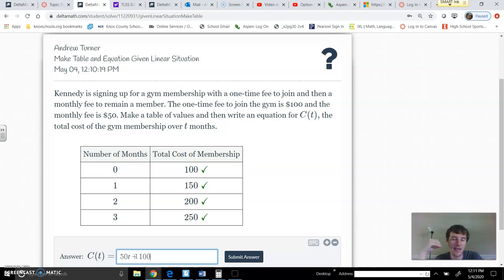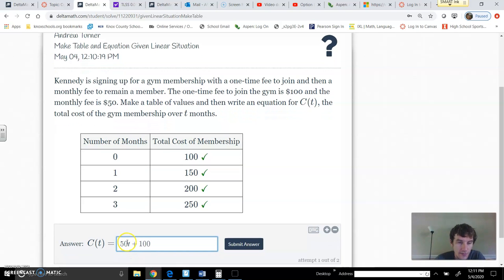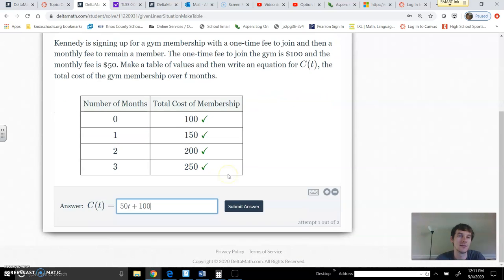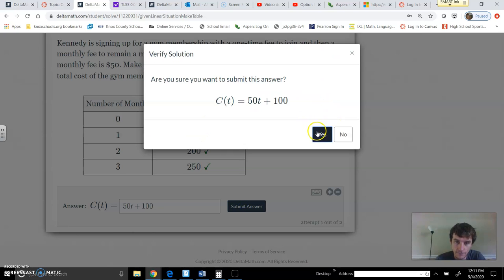So yeah, this one may kind of feel silly, like when would you plug in 0 to get 100? That's really just showing what the fee would be in the case that you decided, hey, I'm going to pay the fee, and then all of a sudden you decide you're not going to use the membership and you don't get your money back for that fee. So we really want the equation to work, and you can plug in 1. 50 times 1 is 50 plus 100 giving me 150, or 2 times 50 is 100 plus 100 is 200. This equation is working perfectly.